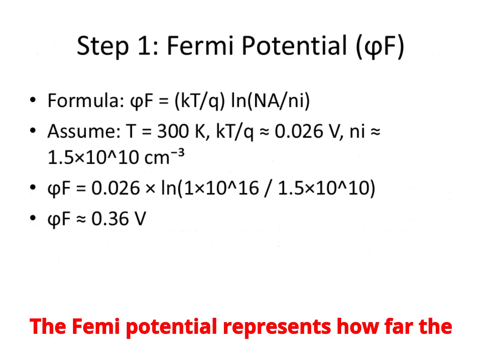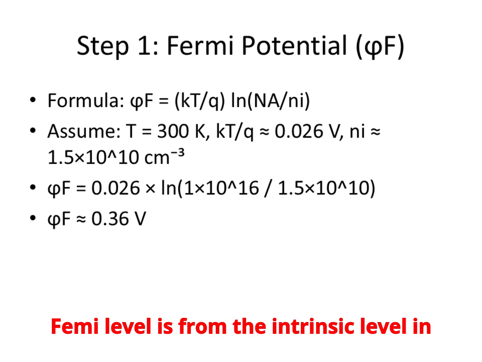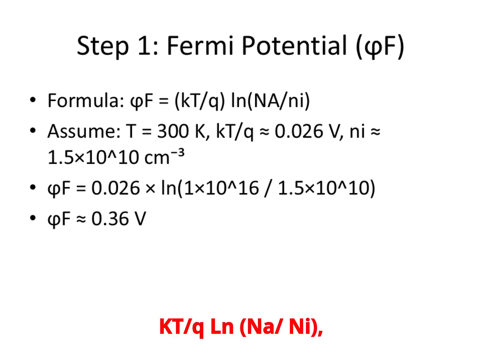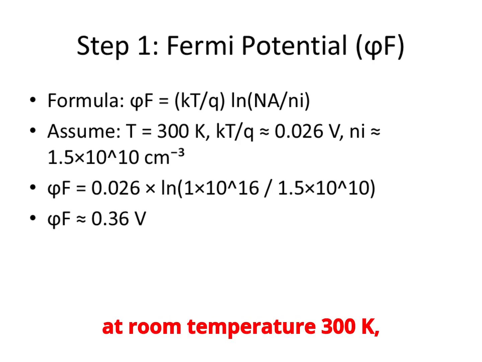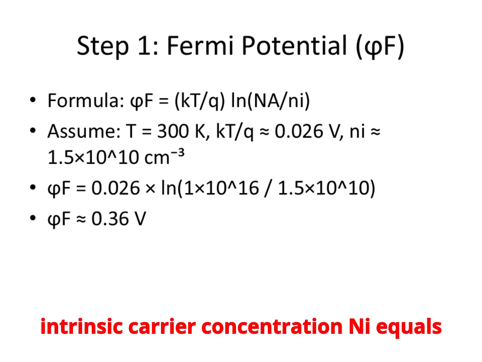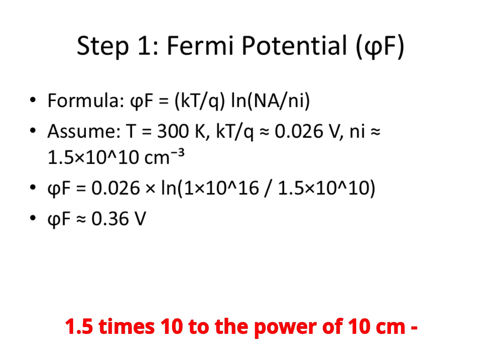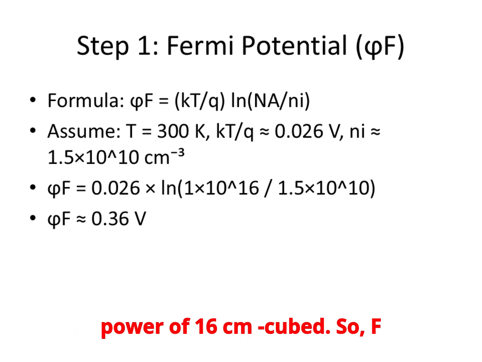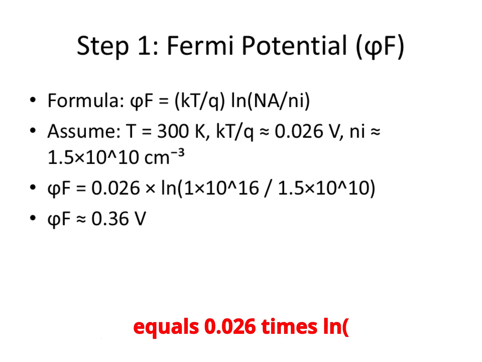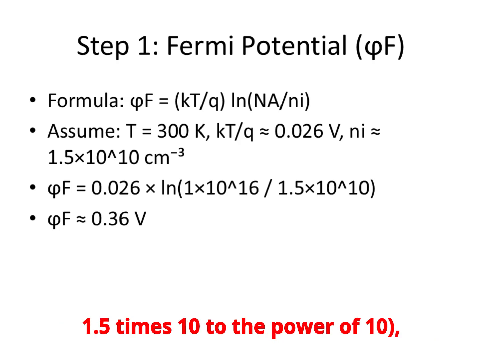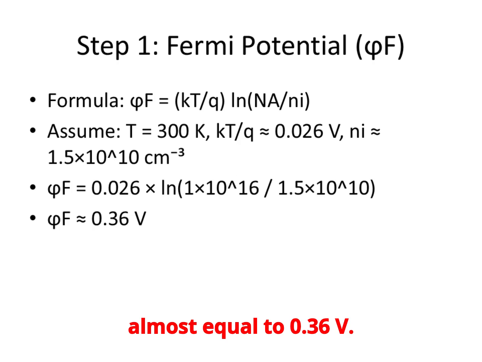The Fermi potential represents how far the Fermi level is from the intrinsic level in the semiconductor. Using the formula φF equals (kT/q) ln(Na/Ni). At room temperature, 300 K, kT/q equals 0.026 V, intrinsic carrier concentration Ni equals 1.5 times 10 to the power of 10 cm^-3, and Na equals 1 times 10 to the power of 16 cm^-3. So, φF equals 0.026 times ln of 1 times 10^16 divided by 1.5 times 10^10, almost equal to 0.36 V.